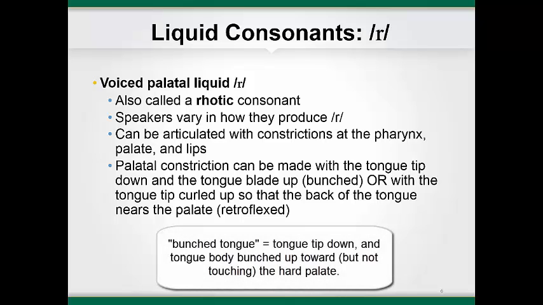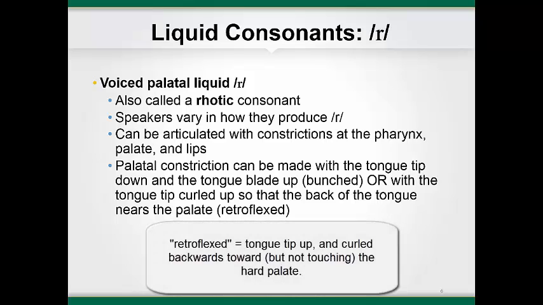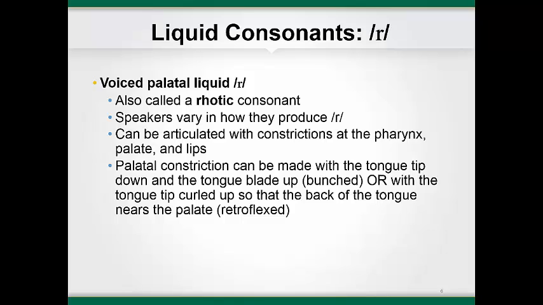The palatal constriction for the R consonant can be made either by bunching up the tongue body so that the tongue tip is near the bottom teeth and the body of the tongue is close to the hard palate, or by curling the tongue tip up and back near the palate. The first version is called the bunched tongue version of R, and the second is called the retroflex version. In either case, the tongue does not actually touch the hard palate. You can produce the R consonant correctly with either method.